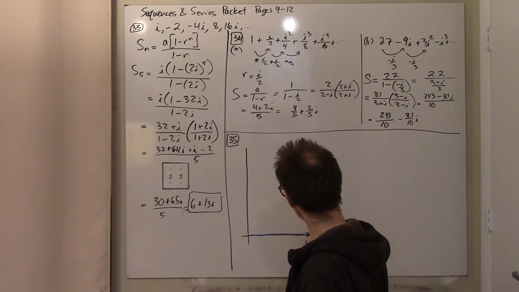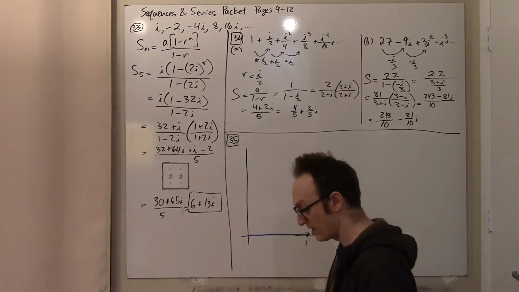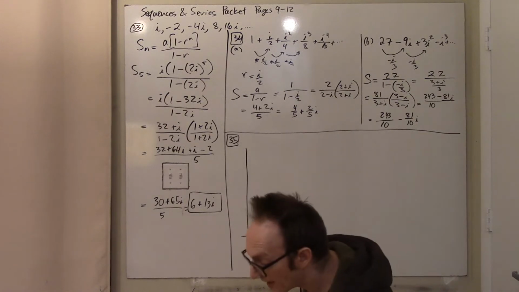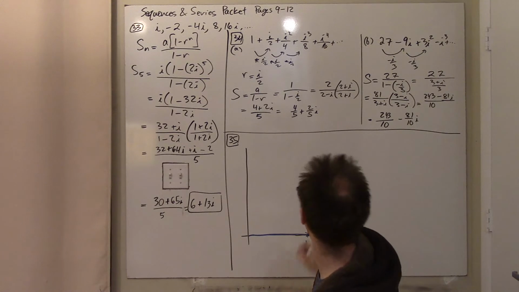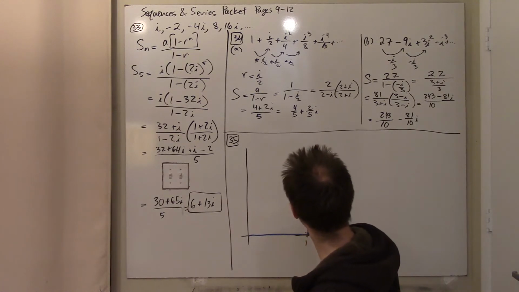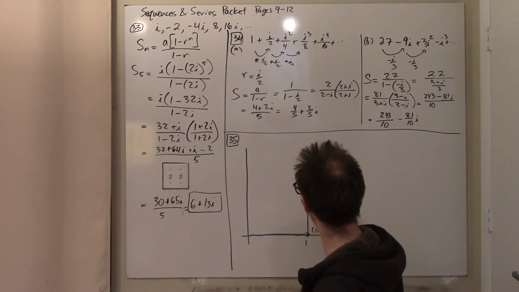Stopping at the point 1, 0. And then the bug goes half a unit north. So that looks like about a half, maybe. And now we're at the point 1, 1/2.